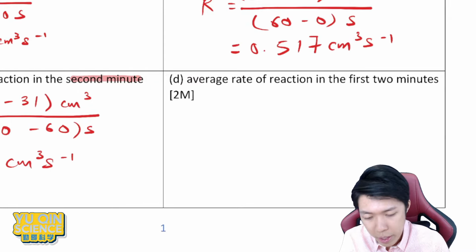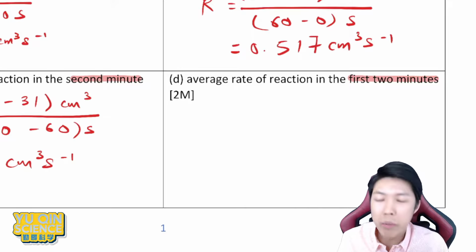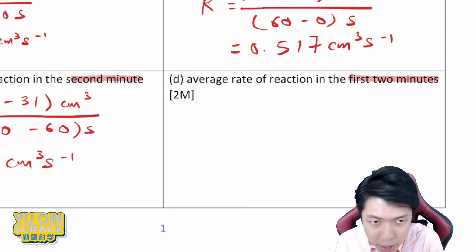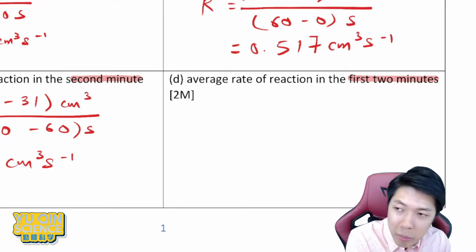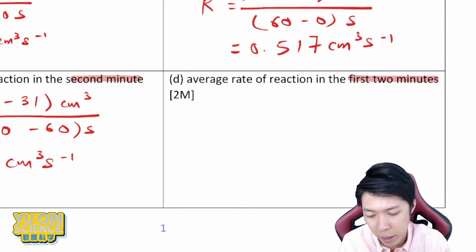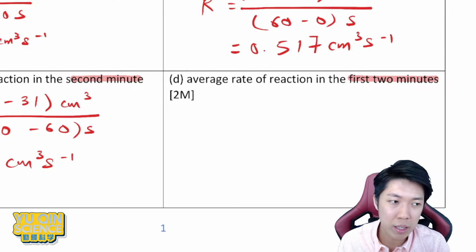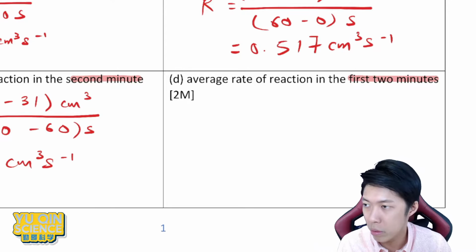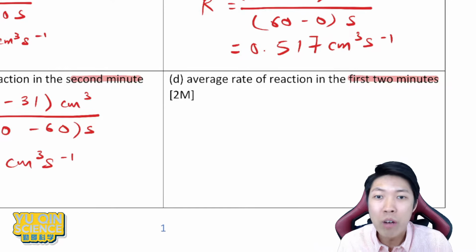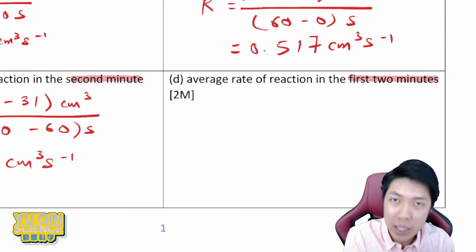D, next one. Average rate of reaction in the first 2 minutes. That means I want to include the first minute and the second minute. Means I want total of first and second together. Okay, not the second minute only. If I want the second minute, means I don't want the first minute. I want the second, not the first one. But if I say I want the first 2 minutes, means I want the first minute and also the second minute together.